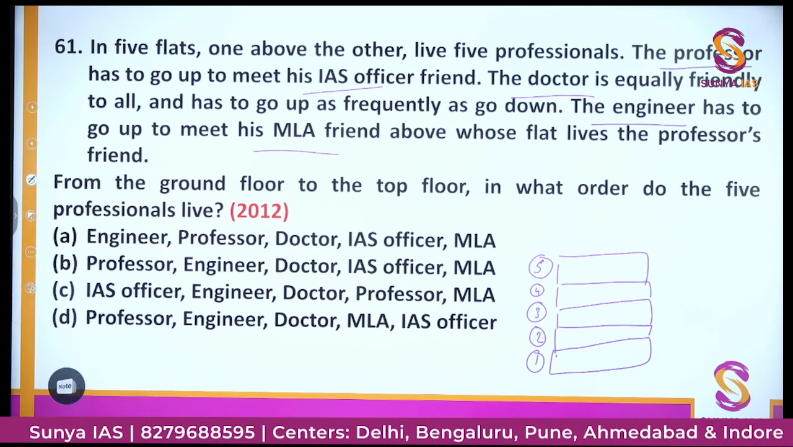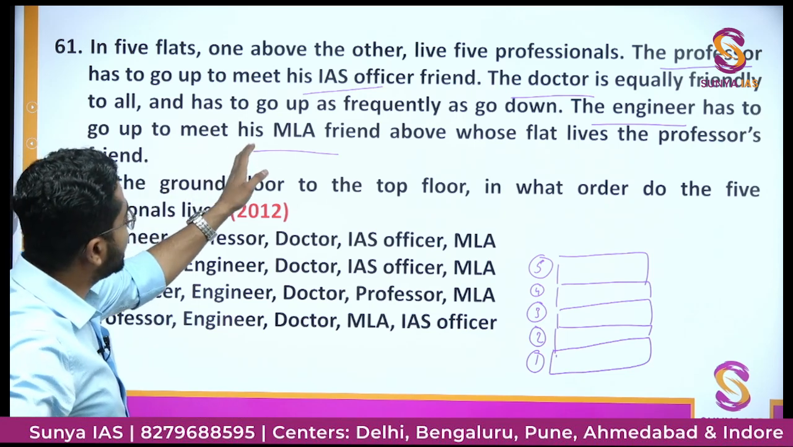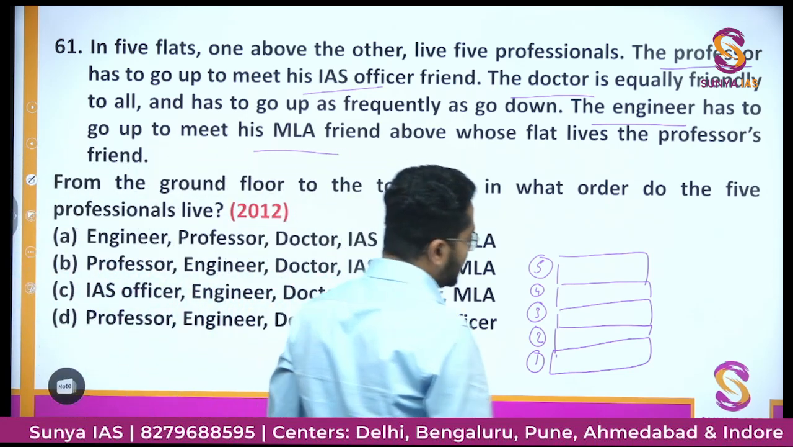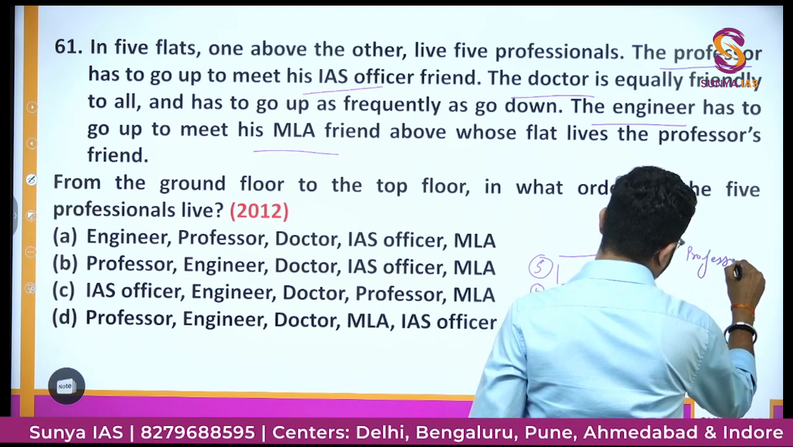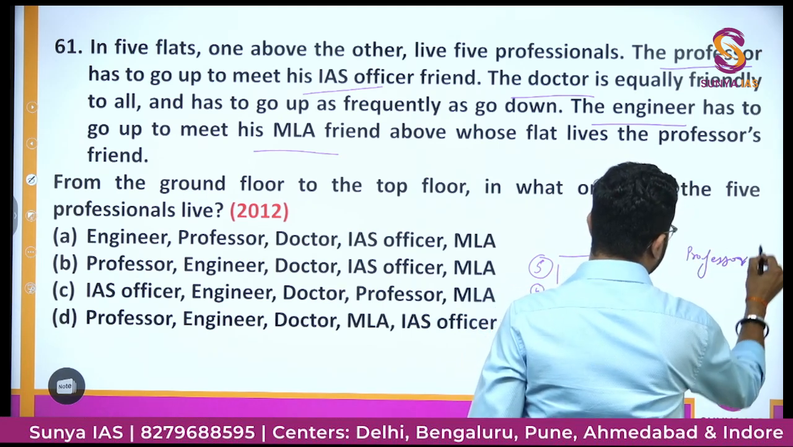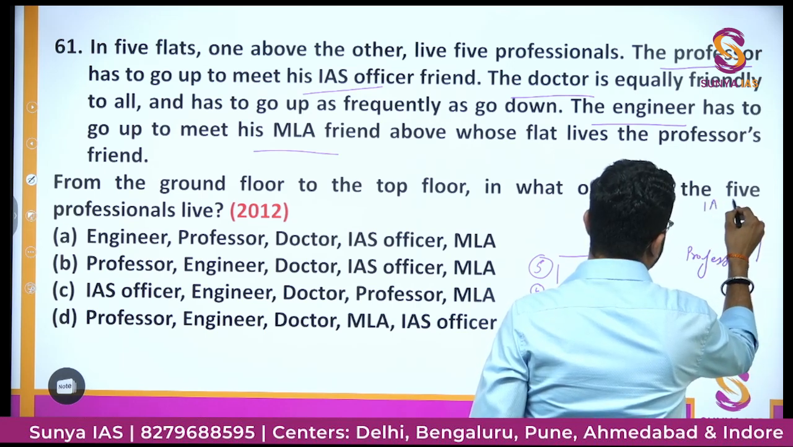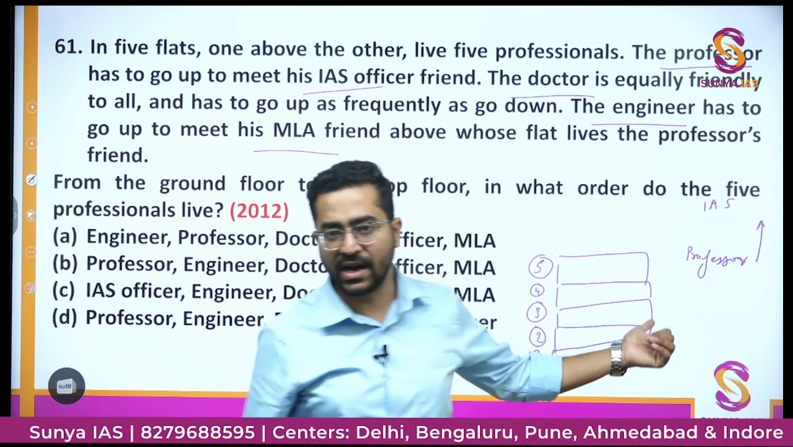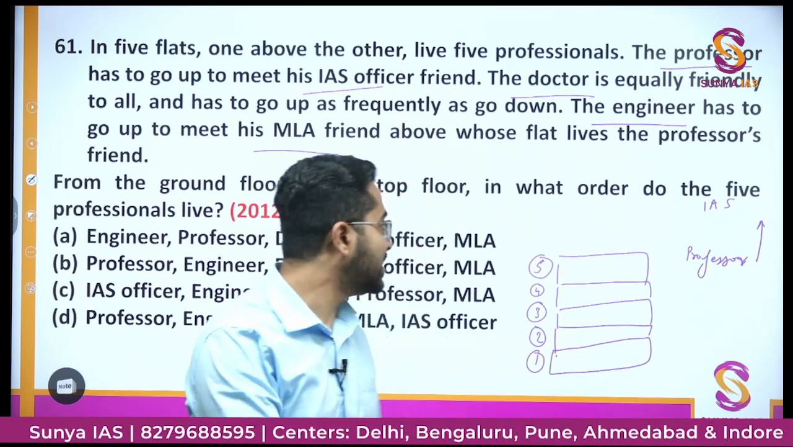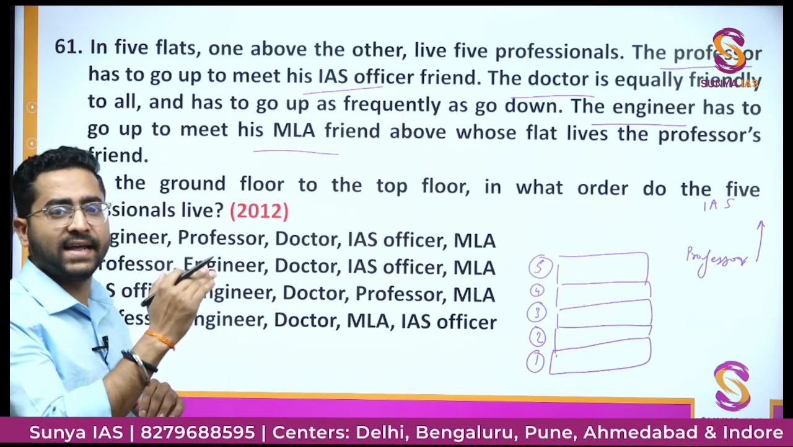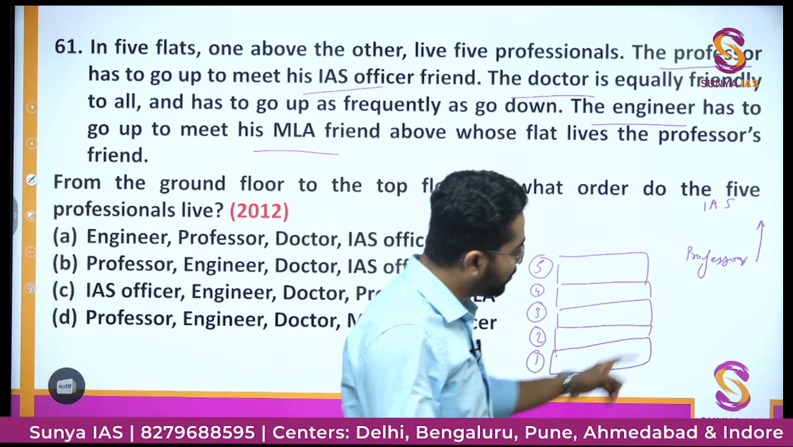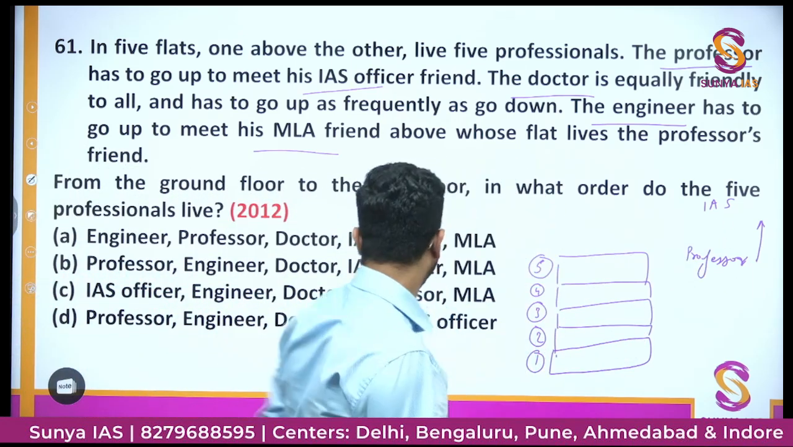Now we'll read what this is saying. The professor has to go up to meet his IAS officer friend. That is, if professor is living here, then IAS officer will be living somewhere above the flat of professor, because professor needs to go upstairs to meet IAS. We don't know whether it is immediate or not, but we only know that professor needs to go upstairs to meet IAS officer.